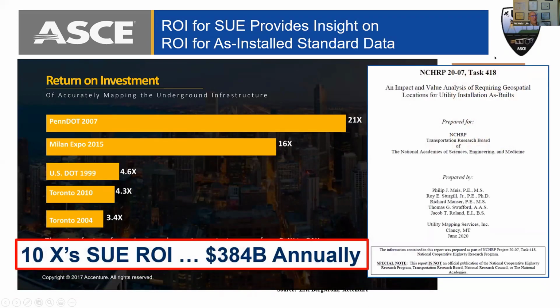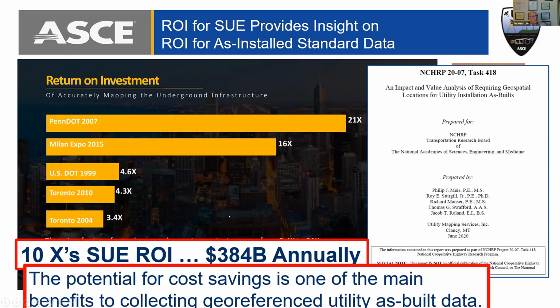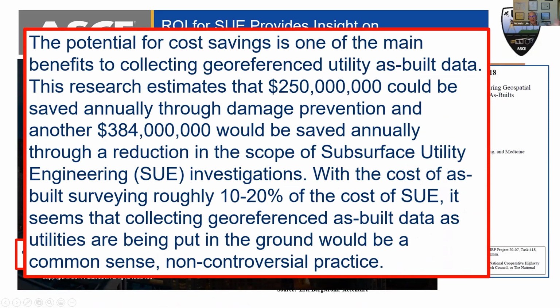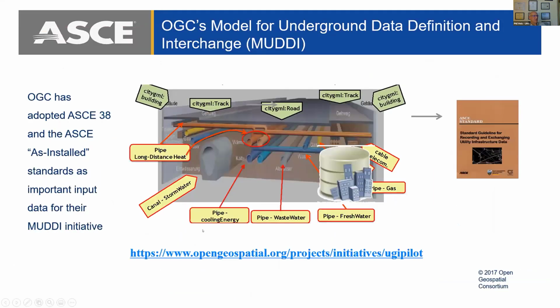The study was published last summer by the National Cooperative Highway Research Program, Task 418, and we came up with a rough estimate, using SUE as their guideline, of about 10 times the return on investment that you get from SUE. So by starting to collect as-built data at the time of installation, that's the best time to get it. It's when that utility is going in the ground, it doesn't get any better than that.